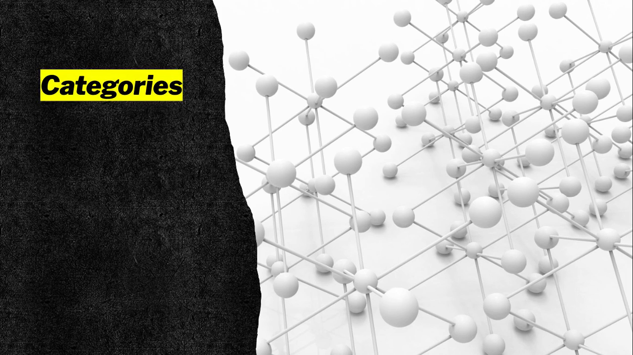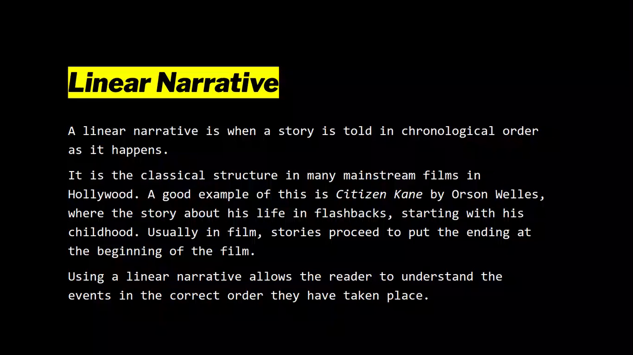So, categories. Linear narrative, which is when a story is told in chronological order as it happens. So the story is basically one single line and it doesn't break from that.